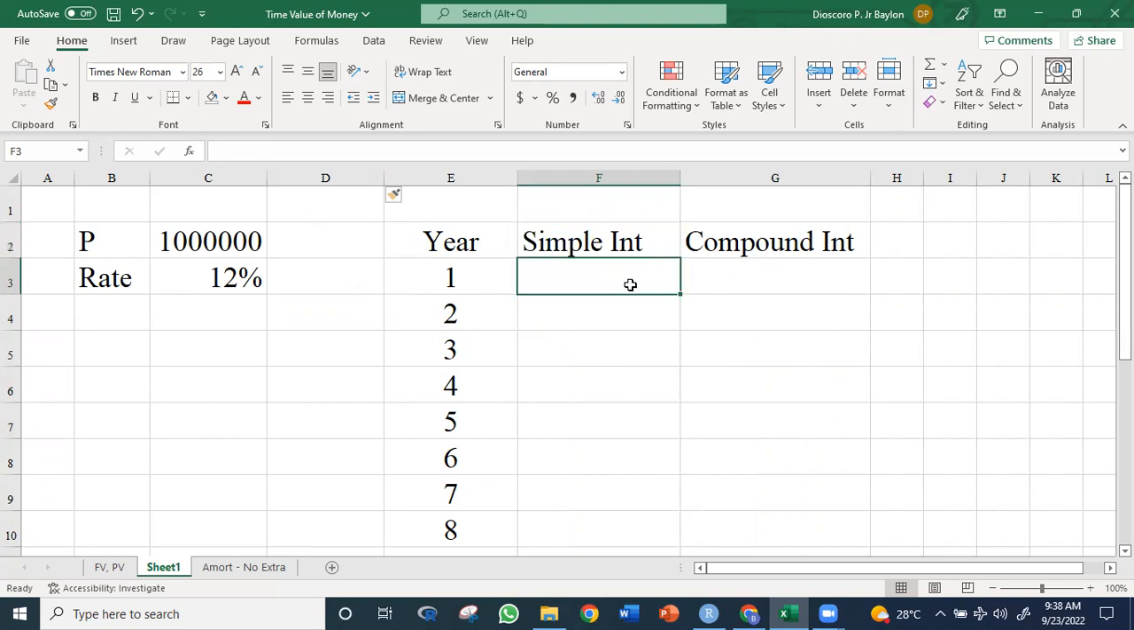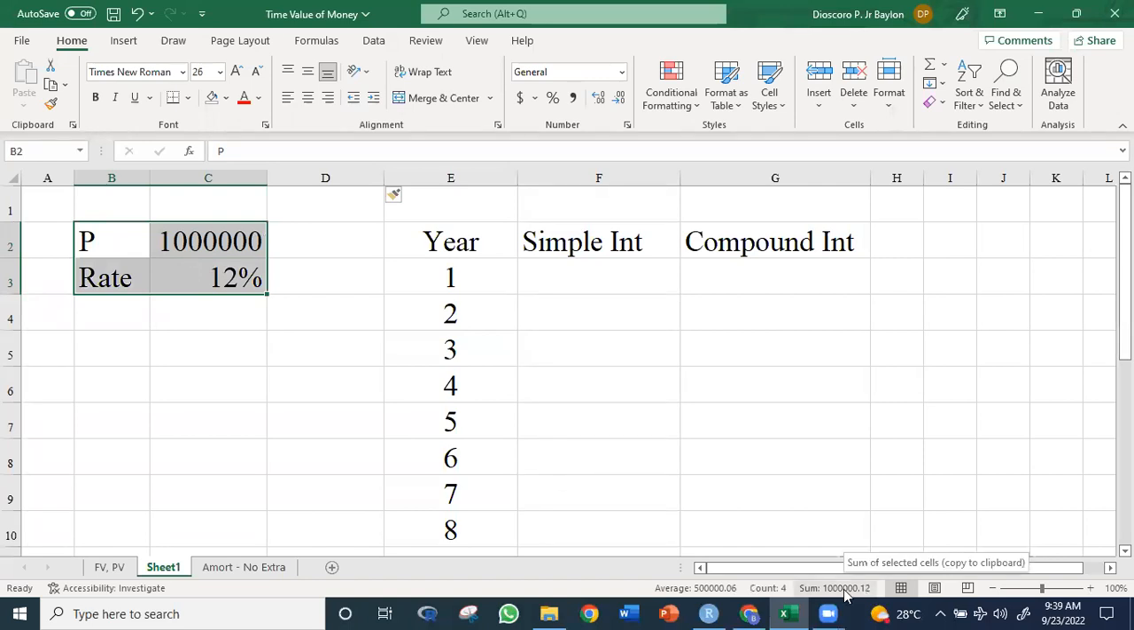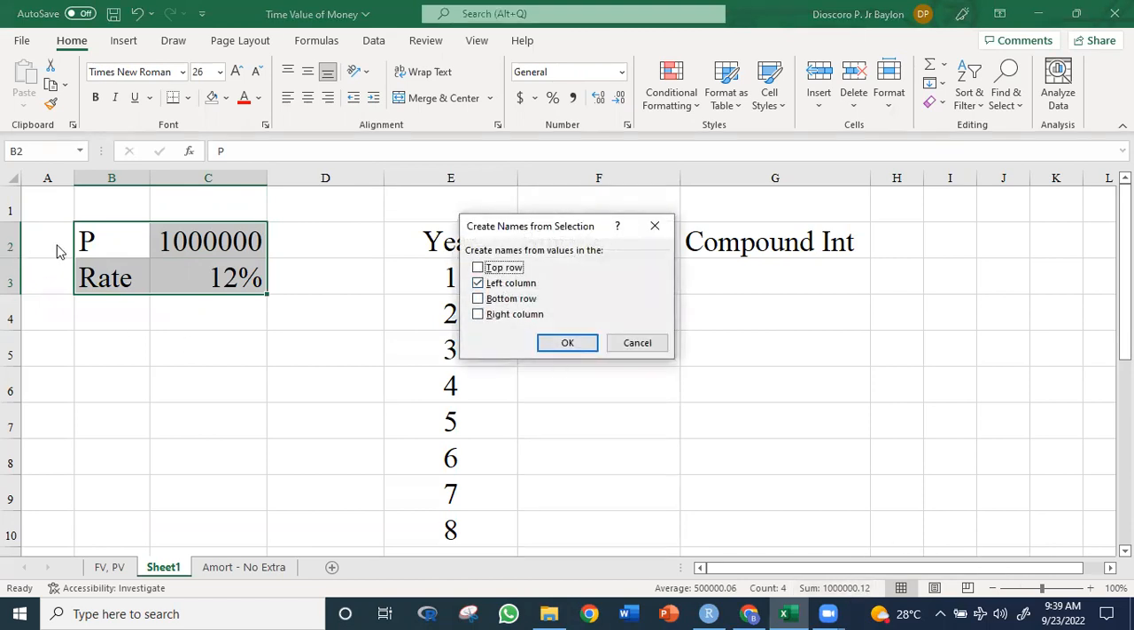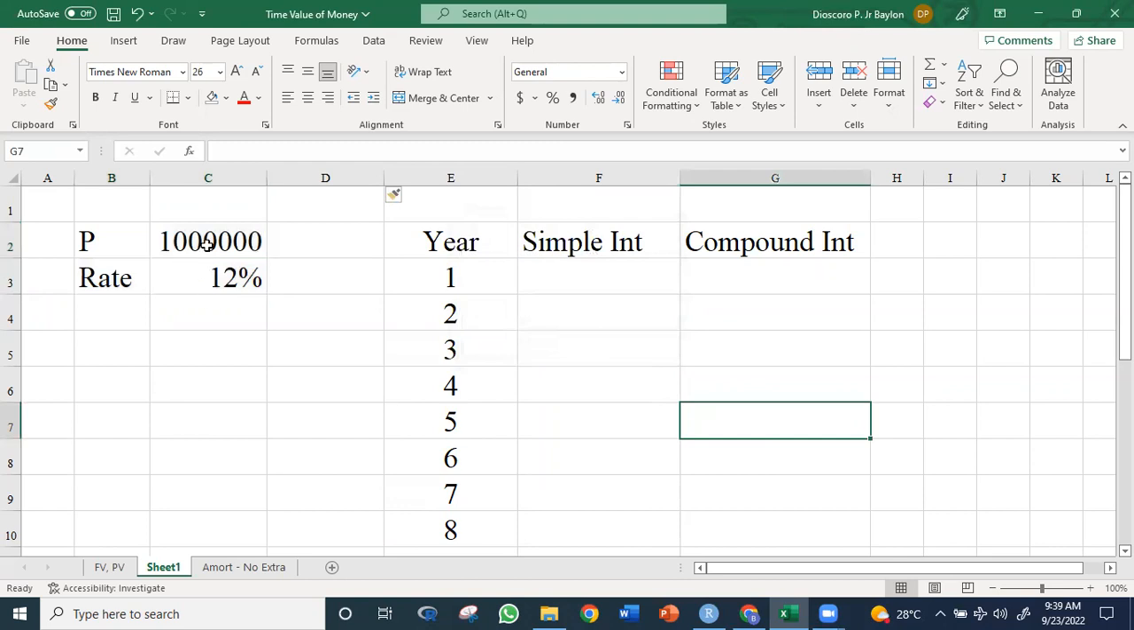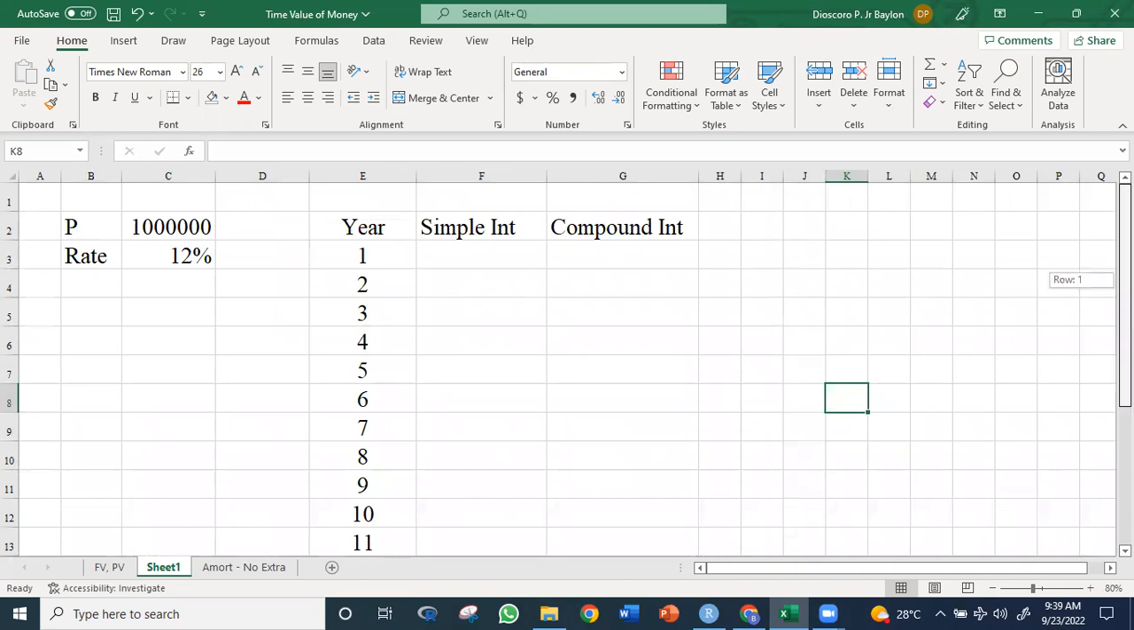Okay, so let's do this. Let's give these names. You recall this, class? Control Shift F3. The names are in the left column. This is P and this is rate. Let me pause for a while and give you time to set up your model.